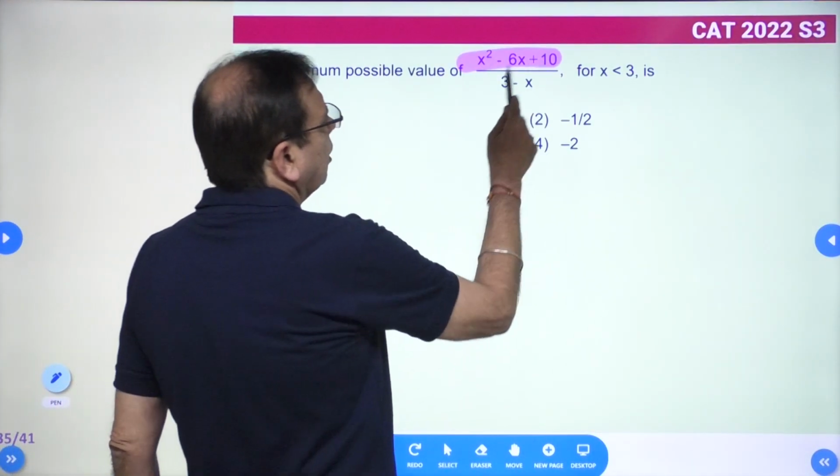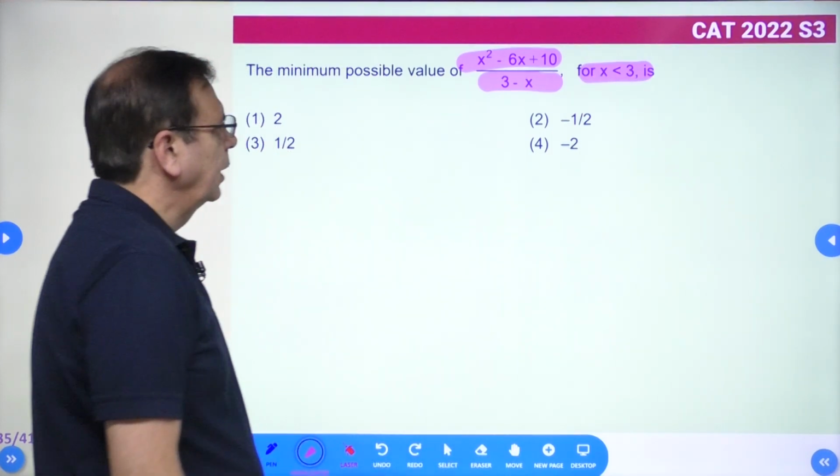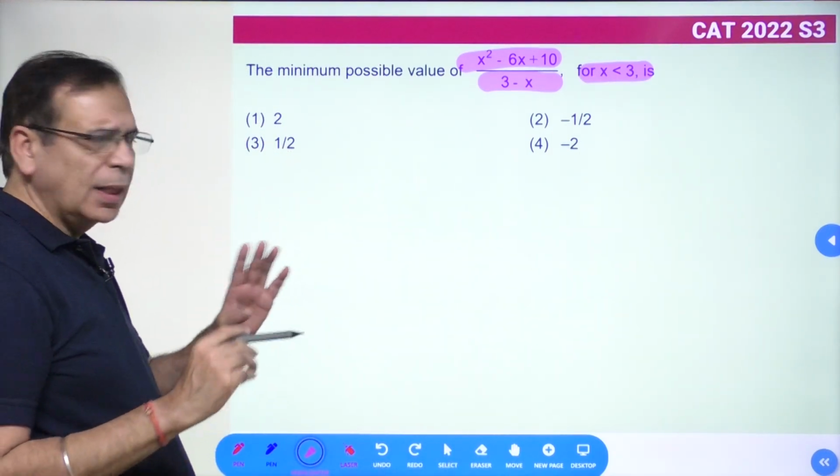The minimum value of this expression for x less than 3 is which of the following? Now this kind of question can be done in two different ways.